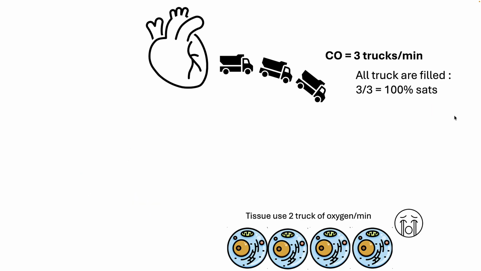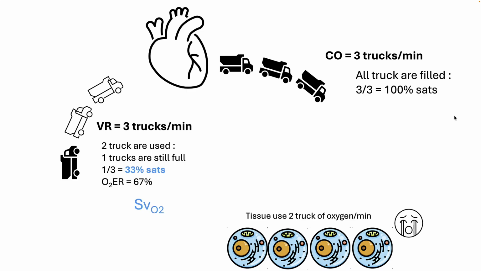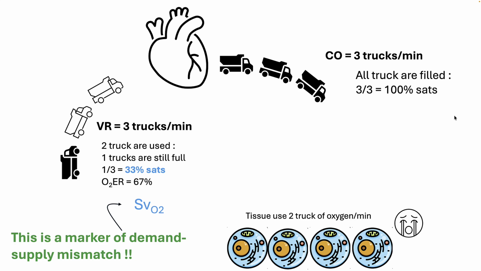If your cardiac output drops to 3 trucks per minute and the tissues use 2 trucks of oxygen, your oxygen extraction ratio is now 67%. That means your SvO₂, venous return sats, will be 33%. So you can see that SvO₂ is the marker of demand-supply mismatch.